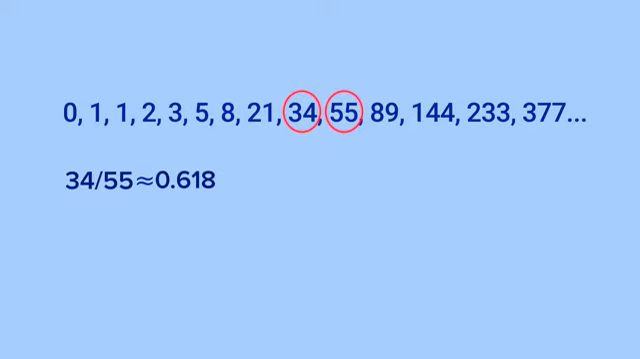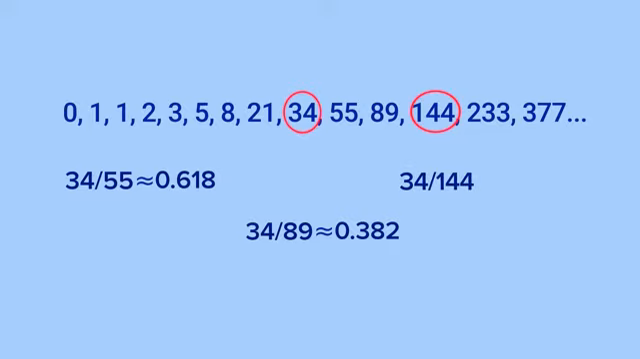Now, this is not all. If we divide by the number jumping one number, like if we divide 34 by 89, or if we divide 34 by the next big number, that is 144, we reach approximately a ratio of 0.236.